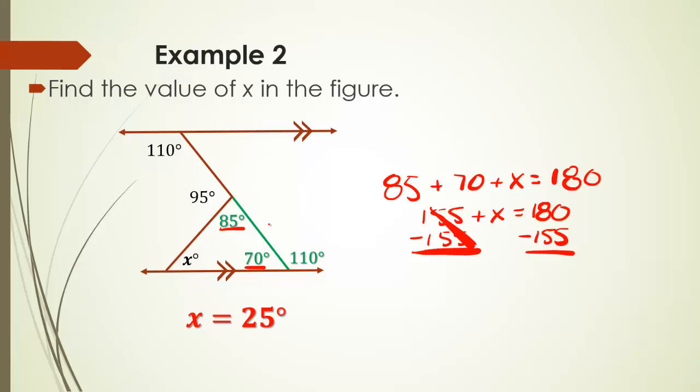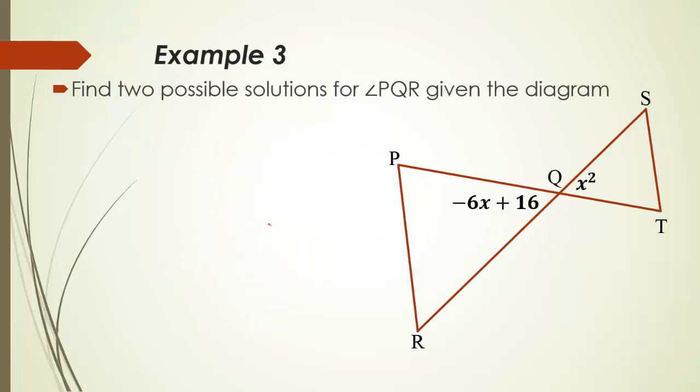Okay, simple enough, right? Last example. So we want to find two possible solutions for angle PQR given the diagram. So again, this and this are vertical angles, so we can set them equal to each other. Now, that by itself doesn't necessarily help us. However, if we move everything over to one side, we would add 6x to move it over and subtract 16.